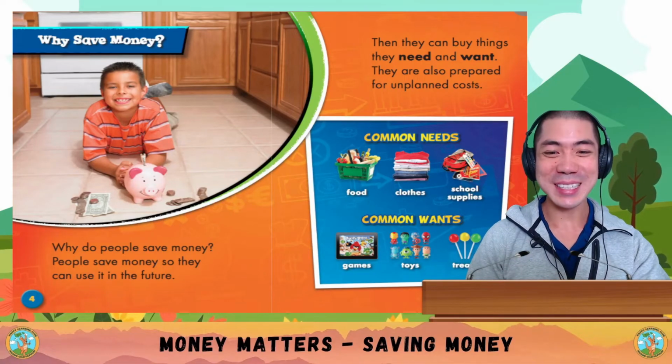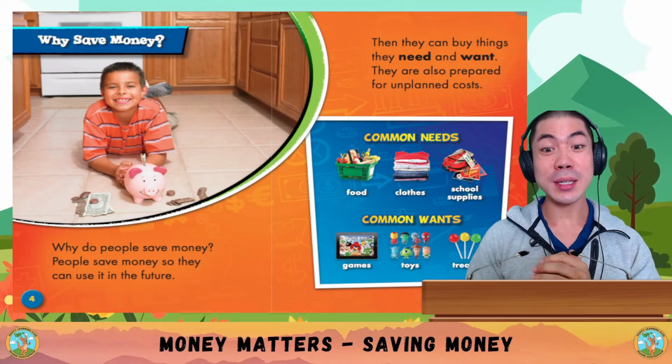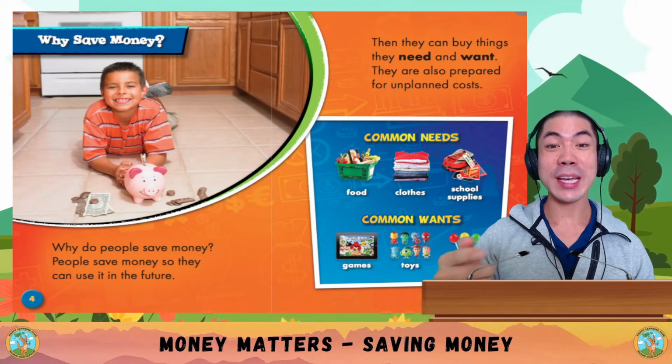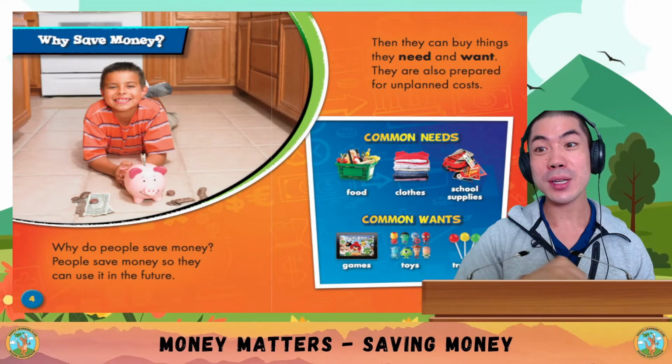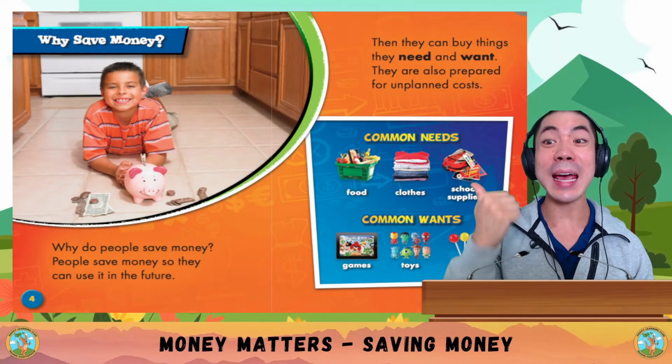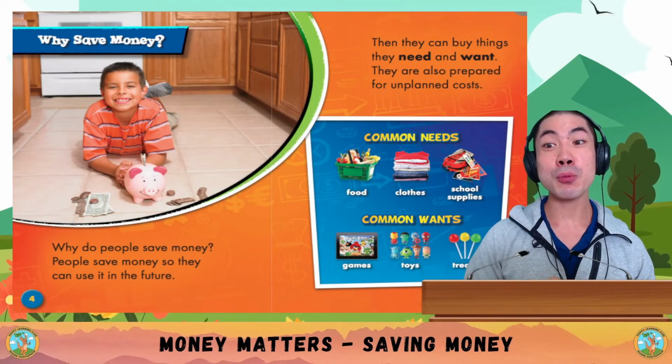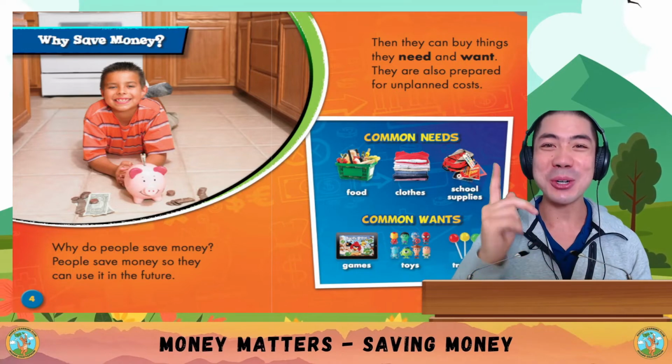Why save money? Why do people save money? People save money so they can use it in the future. Then they can buy things they need and want. They are also prepared for unplanned costs.